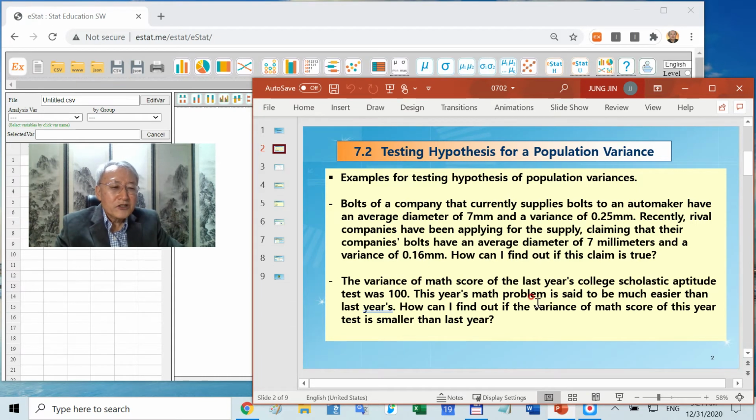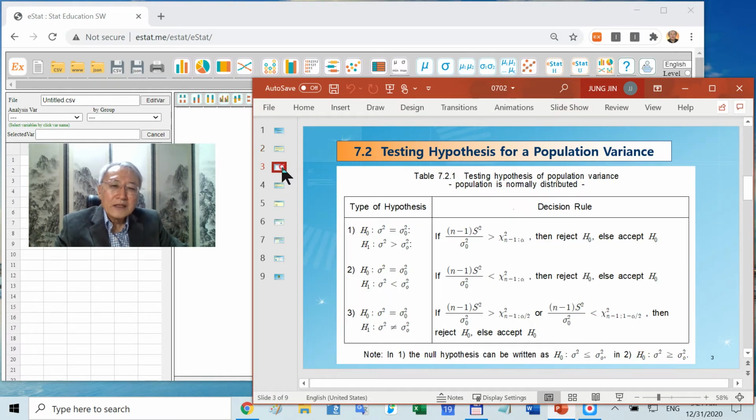Another one is, suppose you took the SAT score, and you are saying that the math exam is easier. How can you justify that? The variance can be smaller if it is easy, but that is another motivation of this testing hypothesis. How can you do that?